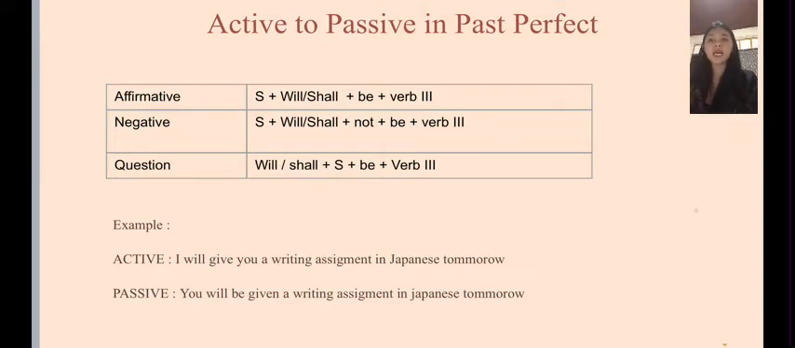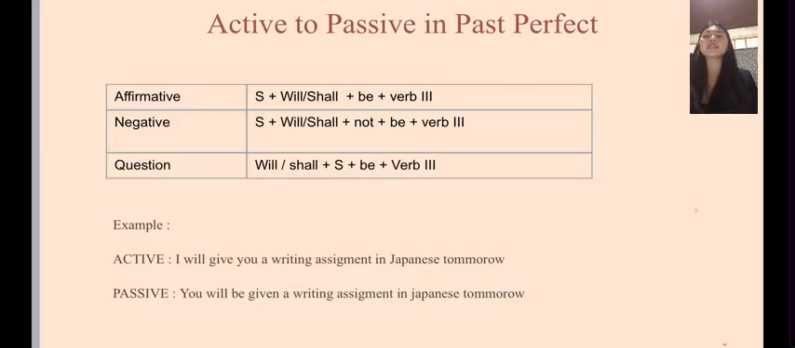Okay, next they are active to passive in past perfect. Affirmative form here is subject plus will or shall plus be plus verb 3. For the negative, subject plus will or shall plus not plus be plus verb 3. And the question, will or shall plus subject plus be plus verb 3. For the example, I will read two affirmative sentences. I will give you a writing assignment in Japanese tomorrow. In the passive, you will be given a writing assignment in Japanese tomorrow.